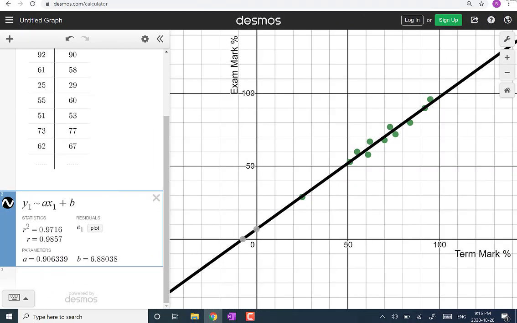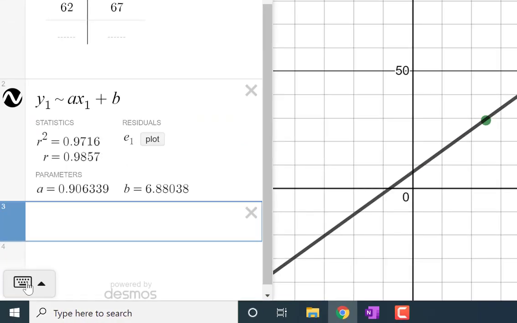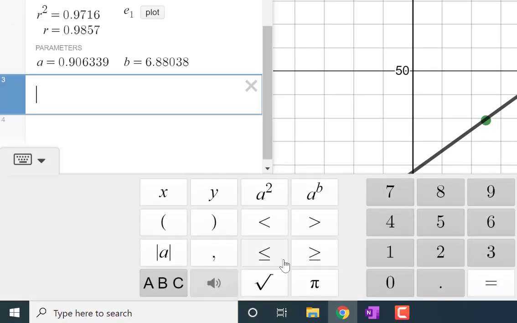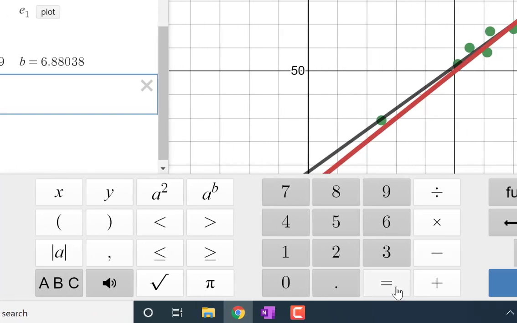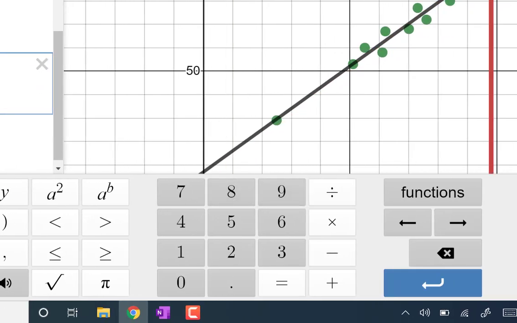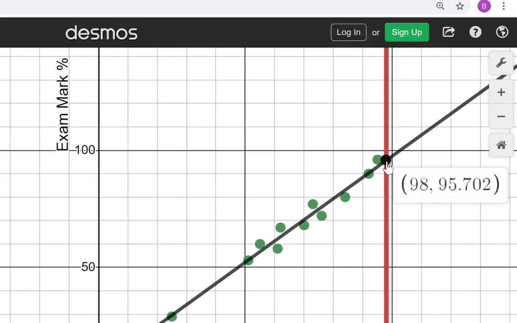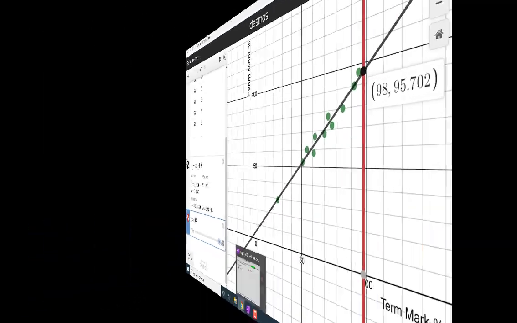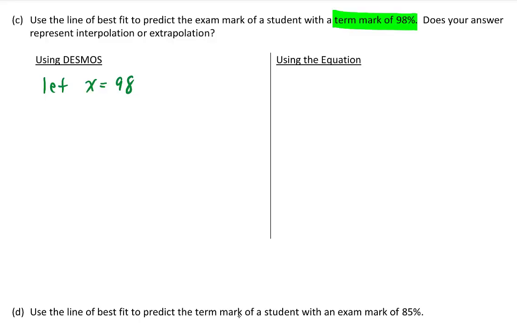So recall in Desmos, we add a new item, and we're going to say that x is equal to 98. If we hover over the item and click on it, we see that if a person had a 98% term mark, their exam mark would be 95.7, or it's estimated that they would have an exam mark of 95.7. So therefore, a student with a term mark of 98 is predicted to have an exam mark of 95.7.